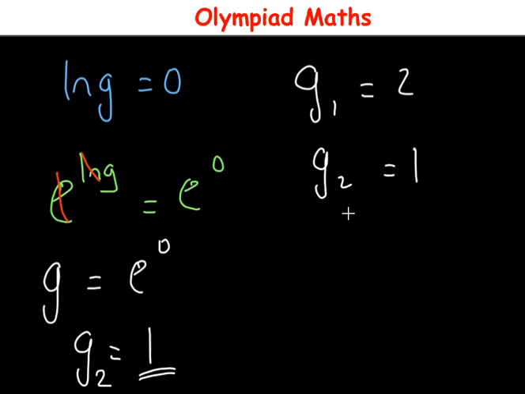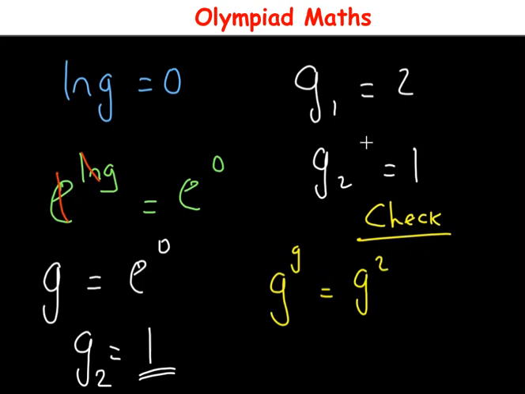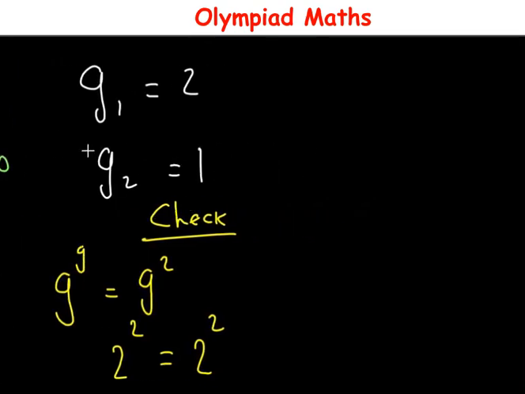The next thing for us to do is to check if the solutions of g are the correct solutions. So let us check. The question is g raised to power g equals g raised to power 2. Now, for the first solution of g, which equals 2, input g as 2: 2 raised to power 2 equals 2 raised to power 2. From here, 2 raised to power 2 is 4, which equals 2 raised to power 2, which is also 4. Now, since they're equal to each other, this means that g1 as 2 is the correct solution.